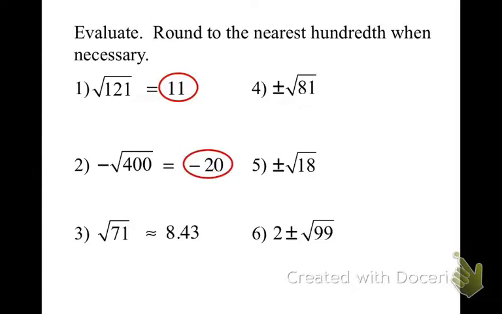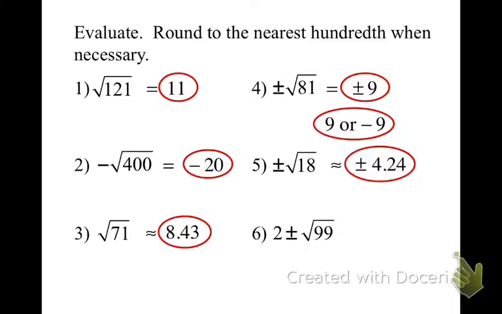So, what about this one right here? What does that really mean? Noah. It can either be positive or negative 9. Good. Number 5, please. Oh, so we're going to estimate it's between 16 and 25. Closer to 16? Perfect. Plus or minus 4.2. Good.